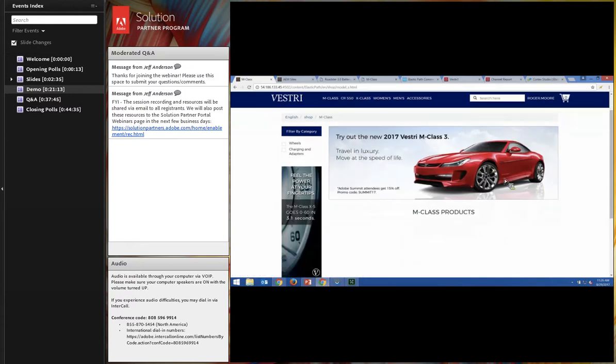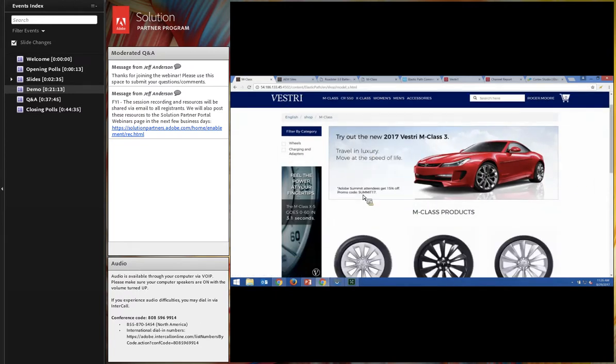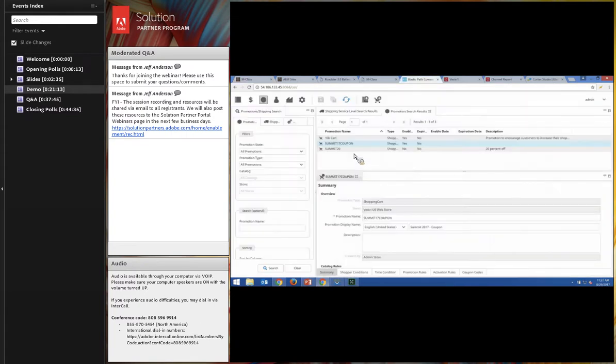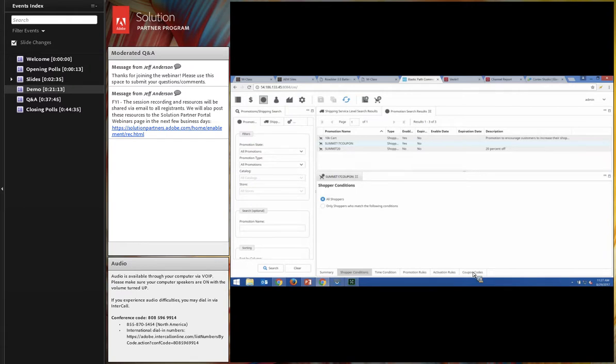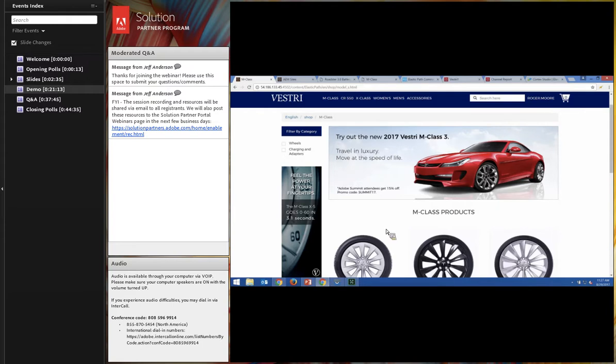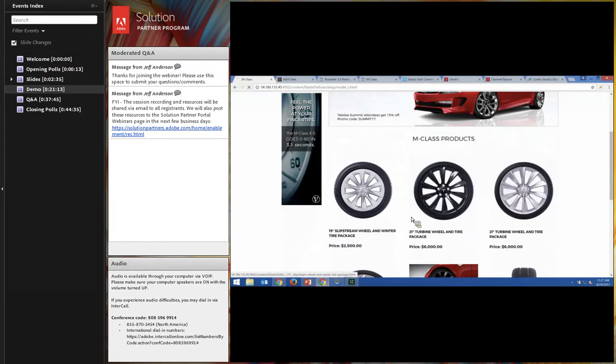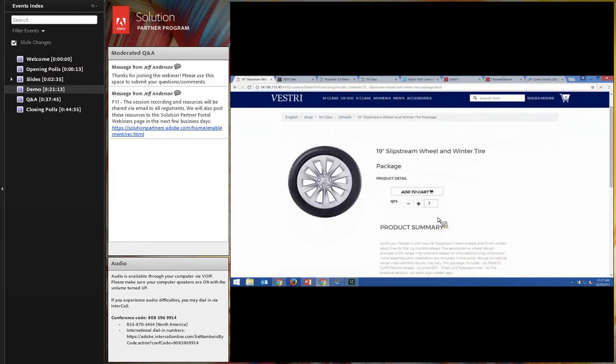And as I begin to scroll through the site, you can see I have some campaign banners popping up here promoting things such as Adobe Summit attendees get 15% off if they use this particular promotion code. Now we also have this promotion code configured here on the back end for ElasticPath. So if I were to go in and look at the details of that code, you can see that I have certain shopper conditions that I've set and activation rules that go along with that particular coupon code. But in this particular case, because I'm Roger Moore, I also belong to a VIP segment. And what I'll show you here in a minute is how I can use that to get some additional promotional discounts.